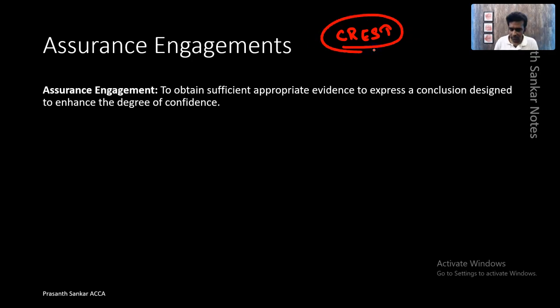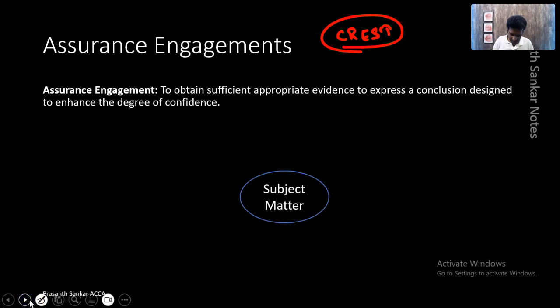C-E-R-S-T. Criteria, report, evidence, subject matter, and three-party relationship. So to understand the basics of assurance engagement, let us look at a flowchart. So what is an assurance engagement?